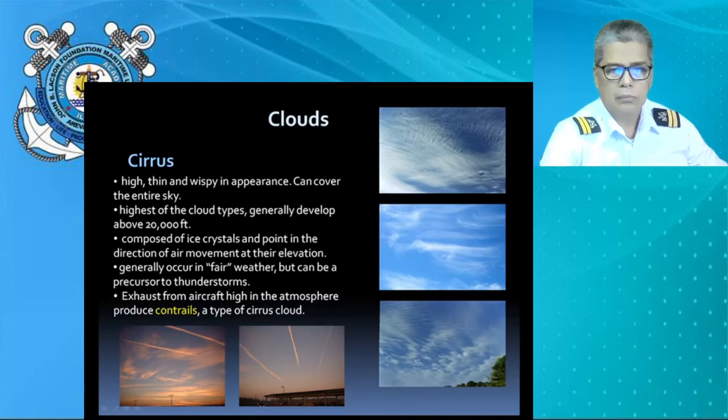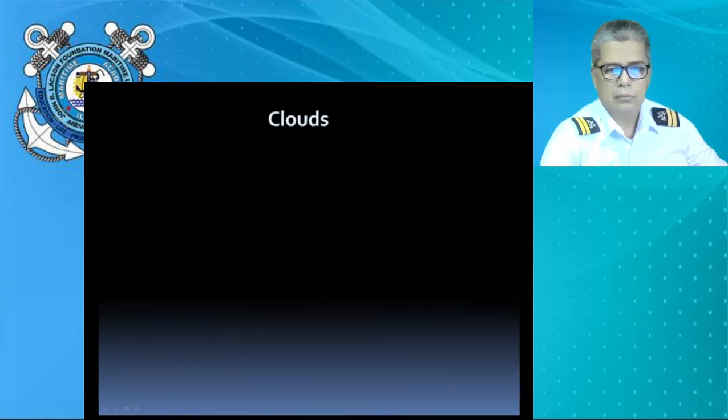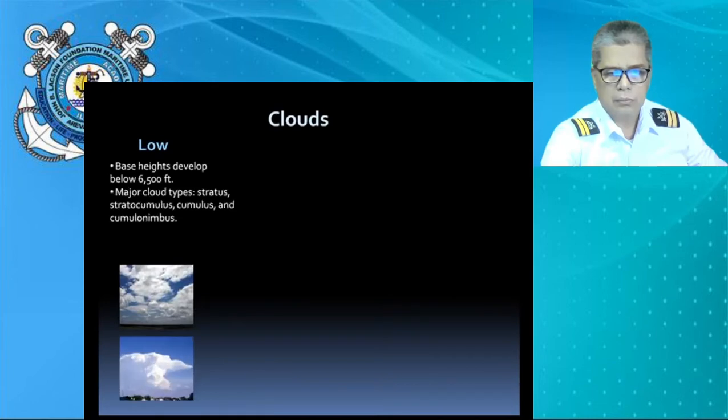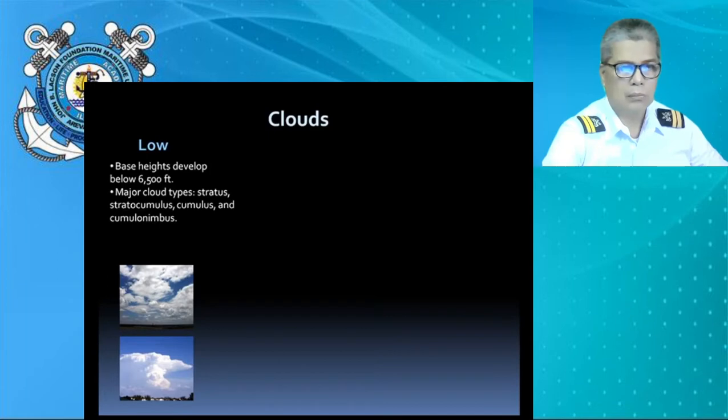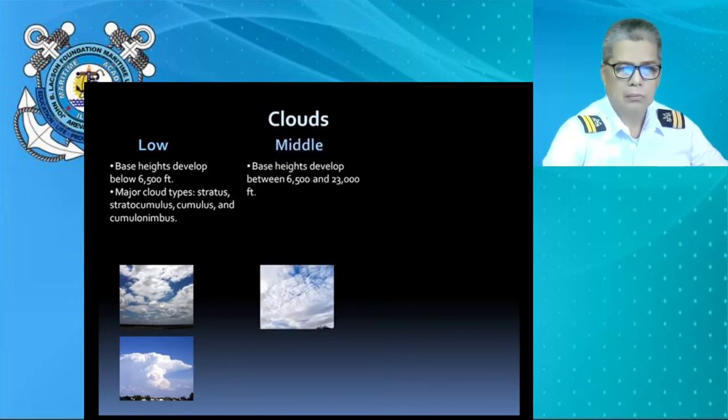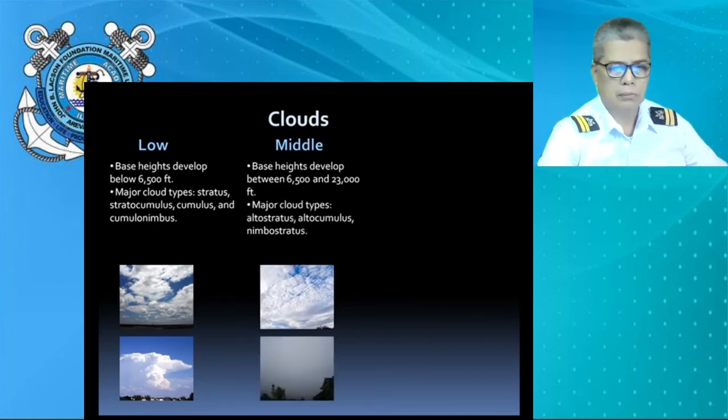While cumulus, stratus, and cirrus are the three main cloud types, there are many variations to these clouds, and clouds are further classified into three different levels: low, middle, and high. Low clouds have bases below 6,500 feet. The major cloud types in this category include stratus, stratocumulus, cumulus, and cumulonimbus. Middle clouds develop their bases between 6,500 and 23,000 feet. The major cloud types in this level include altostratus, altocumulus, and nimbostratus.